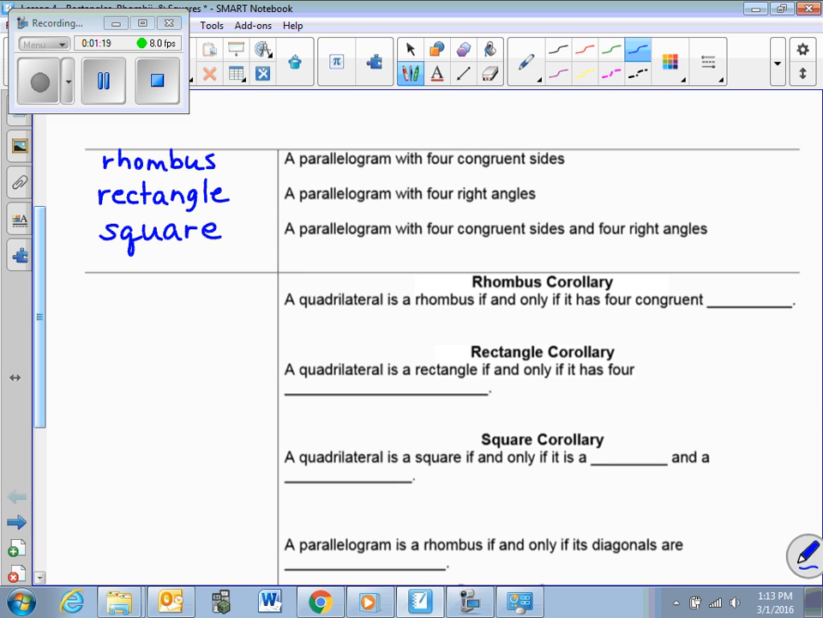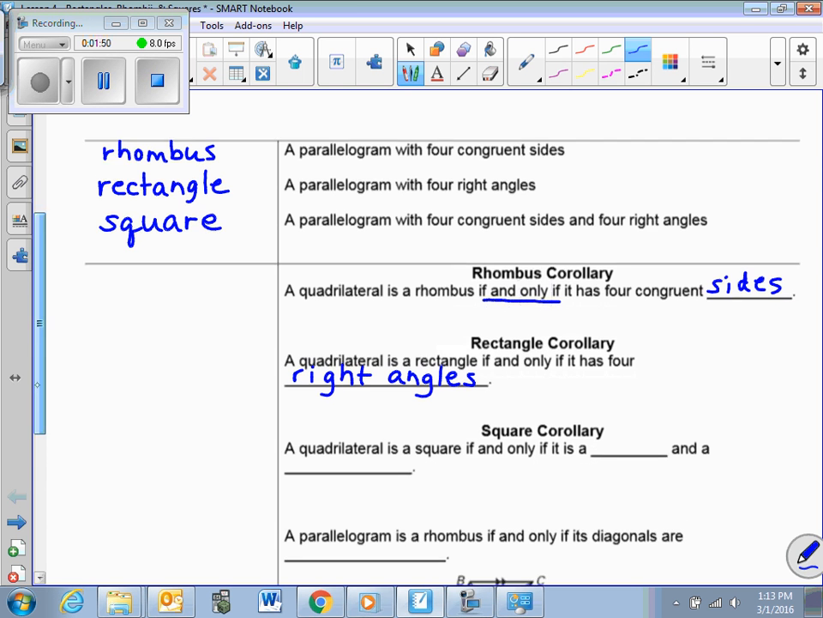A quadrilateral is a rhombus if and only if it has four congruent sides. The rectangle corollary says a quadrilateral is a rectangle if and only if it has four right angles. Hey, flashback. Does anybody remember if and only if? What kind of conditional statement makes these? Biconditional statements, right? It means they would be true in either direction.